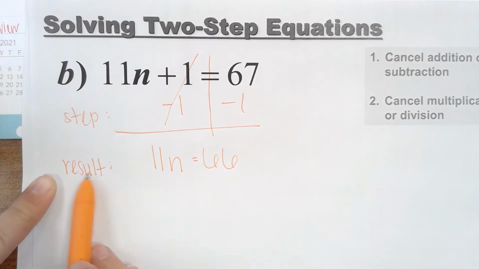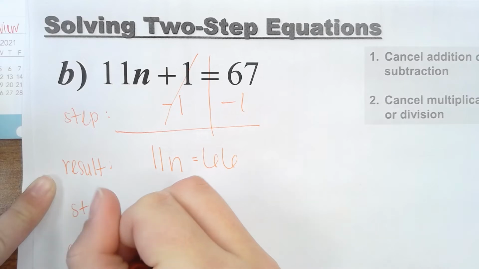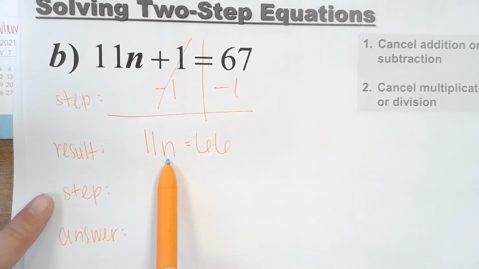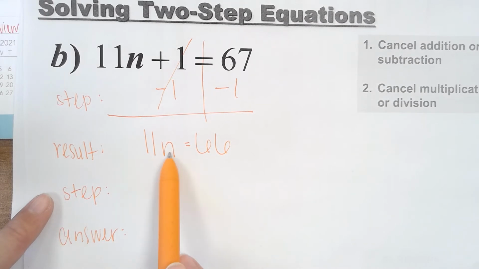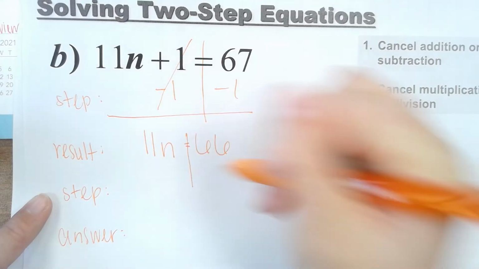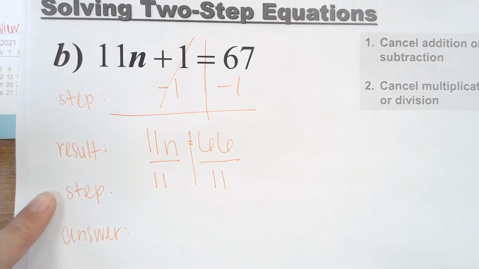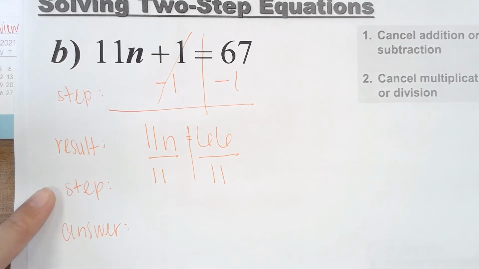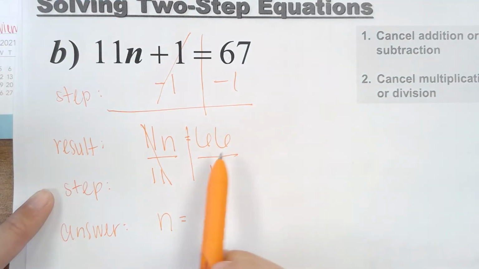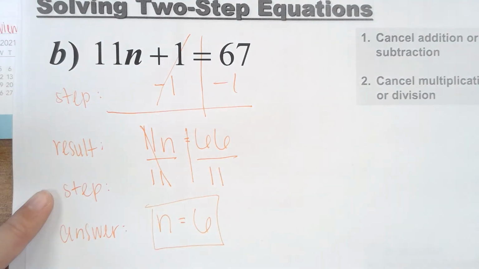Okay, and then from that one-step result, you just have to take one more step to get your answer. So, what would be my last step to get n by itself? Well, if the 11 and the n are multiplying, to move the 11 over to the other side, the opposite of multiplying is to divide. So I'm going to divide by 11 on both sides. My 11's cancel because that equals 1. And then 66 divided by 11 gives me an answer of n equals 6.